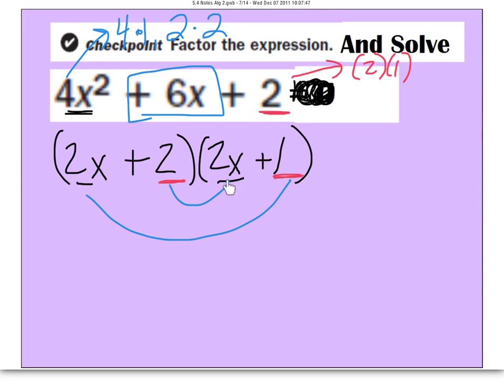Right now, a 2 times a 2x is going to be a 4x. And then a 2x times the 1 is going to be the 2x. We are correct. 4x and 2x does get us 6x. So technically, it looks like we're done.